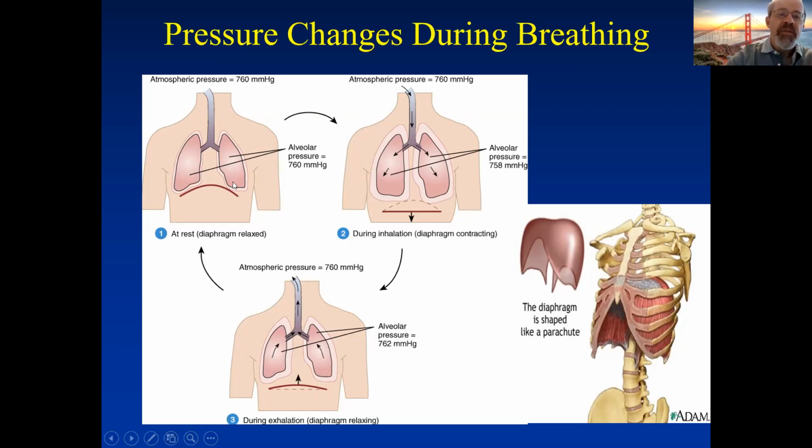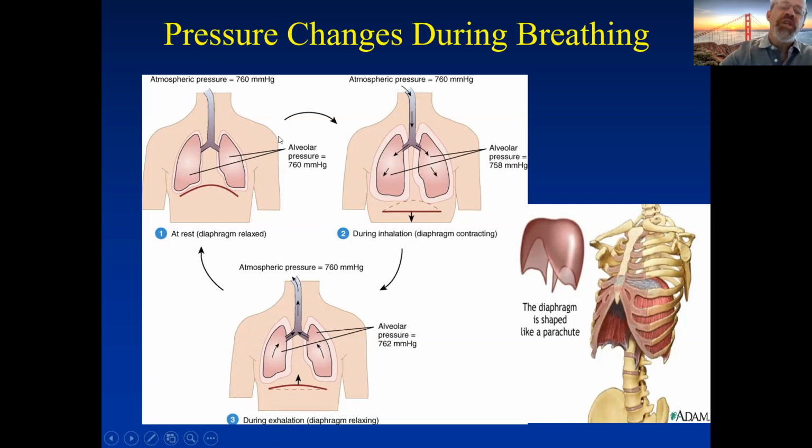Second thing I want to mention is the pressures. When I talk about pressure, that's how our body works. Blood flows from high pressure to low pressure. Air flows from high pressure to low pressure, just like water in a hose. It goes from a high pressure site to a low pressure site. That's what governs it.